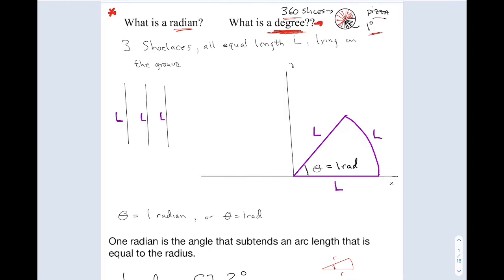Take a circle, I go from the center and I cut it into 360 equal parts, and each of those represents 1 degree. Okay, now what's a radian? That's a little bit trickier. So I'm going to make an example.